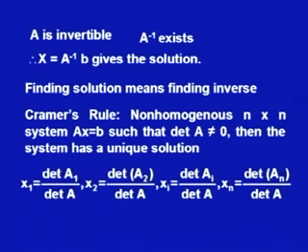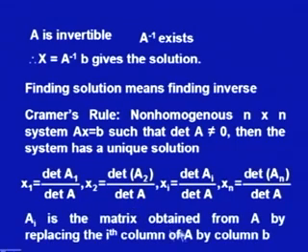The unique solution of the system is given by x1 equal to determinant A1 divided by determinant A, x2 equal to determinant A2 divided by determinant A. The ith component of the solution vector, xi, is equal to determinant Ai divided by determinant A, and the last component xn is determinant An divided by determinant A. What are A1, A2, Ai matrices? These are the matrices obtained from A by replacing the ith column of A by column b.